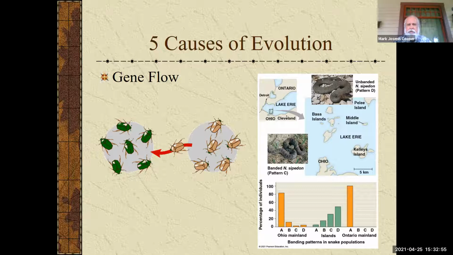But reality is what's happening, because those islands are not that far away, snakes can actually swim, or they're being transported across somehow. And so we have this gene flow. So this banded pattern, this pattern C, it keeps shifting into the island. So it doesn't disappear because of this addition of new characteristics all the time.